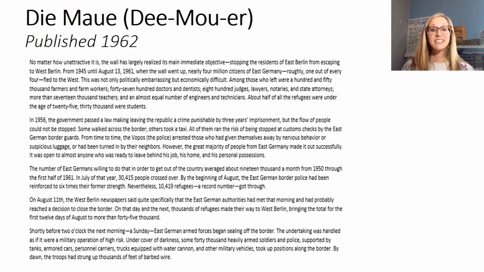In 1956, the government passed a law making leaving the Republic a crime punishable by 3 years imprisonment, but the flow of people could not be stopped. Some walked across the border, others took a taxi. All of them ran the risk of being stopped at customs checks by the East German border guards. From time to time, the Vopos, the police, arrested those who had given themselves away by nervous behavior or suspicious luggage, or had been turned in by their neighbors. However, the great majority of people from East Germany made it out successfully. It was open to almost anyone who was ready to leave behind his job, his home, and his personal possessions. The number of East Germans willing to do that in order to get out of the country averaged about 19,000 a month from 1950 through the first half of 1961.